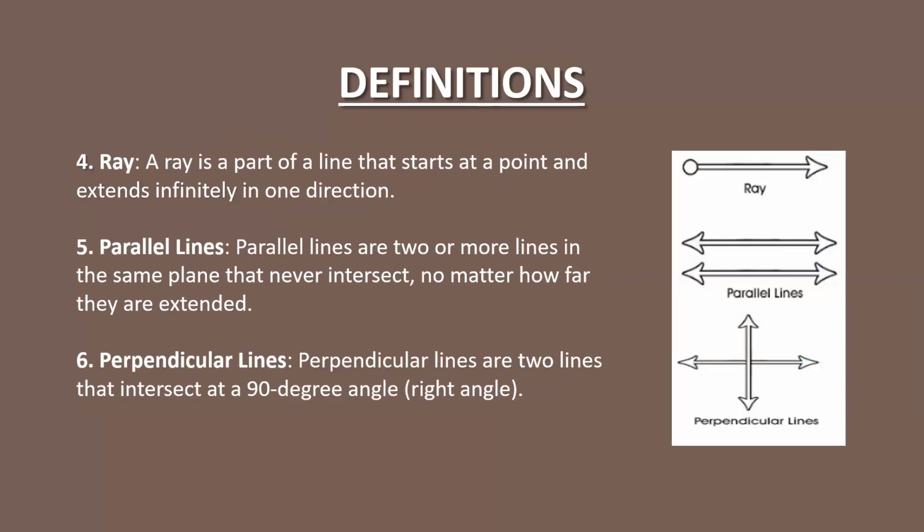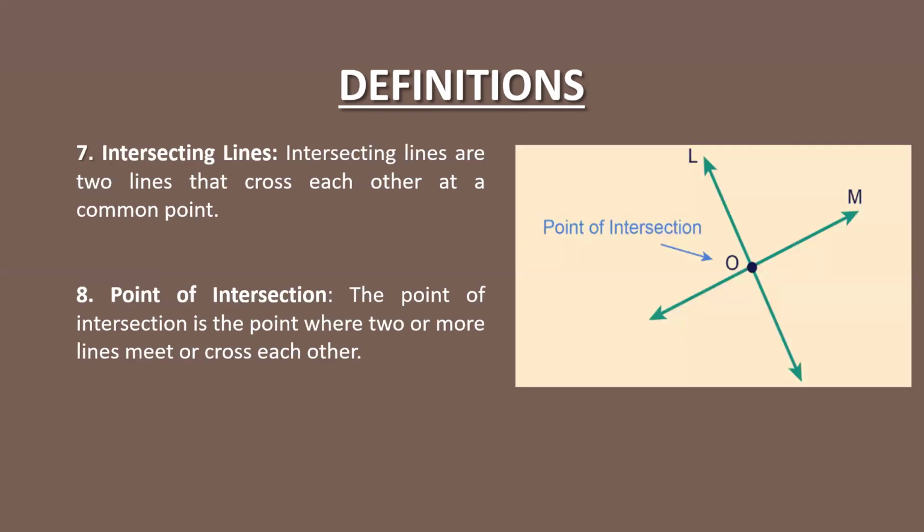Then comes the topic of the ray. A ray is a part of a line that starts at a point and extends infinitely in one direction. Parallel lines are two or more lines in the same plane that never intersect, no matter how far they are extended. So parallel lines never cross or meet each other. Perpendicular lines are two lines that intersect at a 90-degree angle.